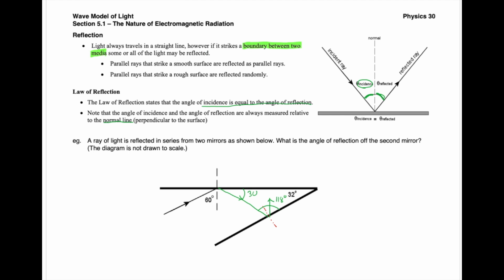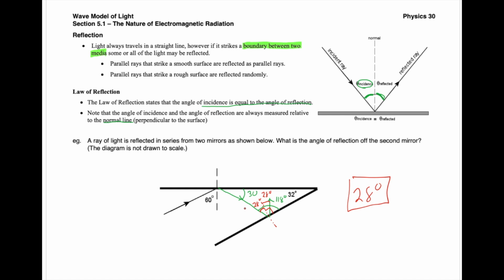Now I know that my normal line is 90 degrees from the surface, so that's this angle over here. So if I take 118 minus the 90, that'll give me 28. And so this incident angle here must be 28 degrees, and that's the angle to that normal line there. Now, if my incident angle is 28 degrees, then my reflected angle, which is this one over here, must also be 28 degrees because those are the same. And so my overall angle of reflection off that second mirror will be 28 degrees.